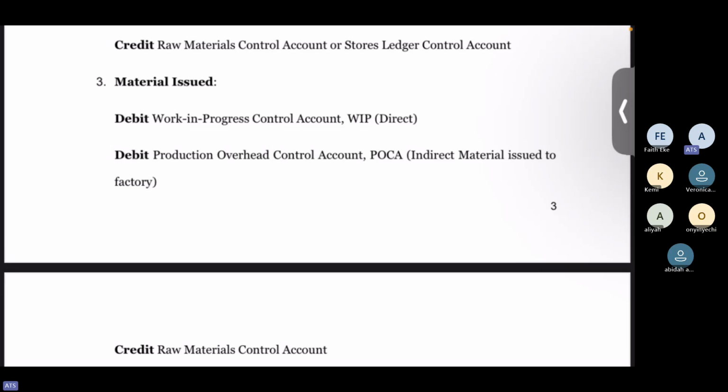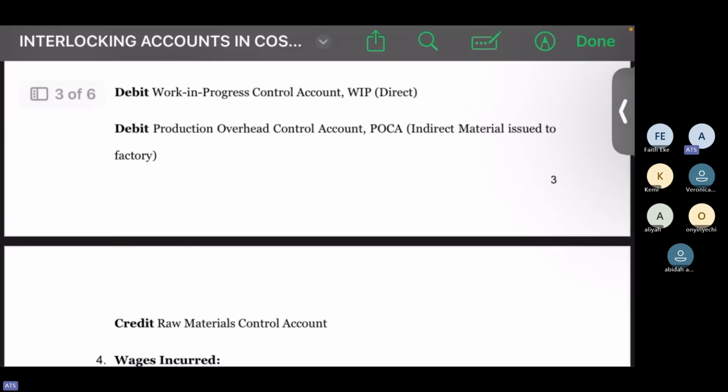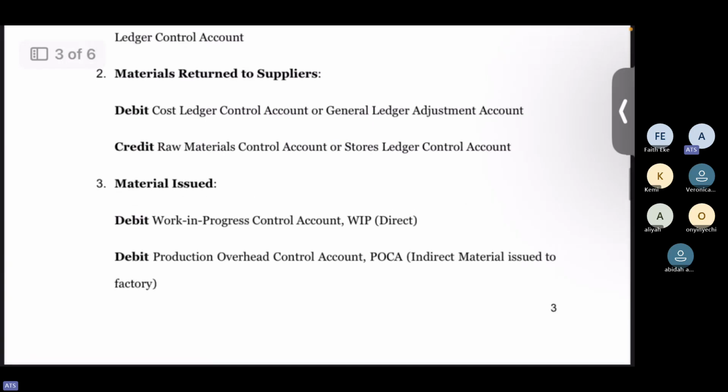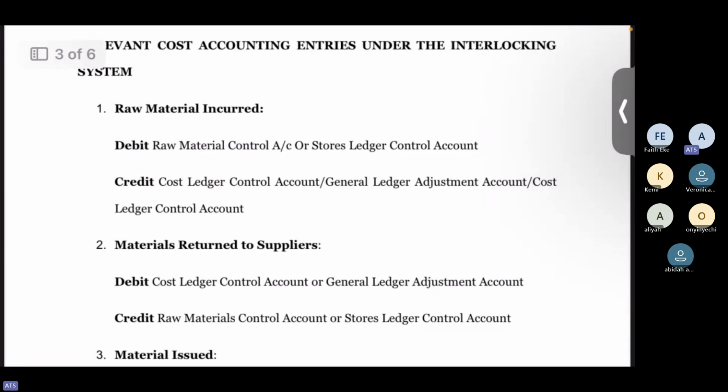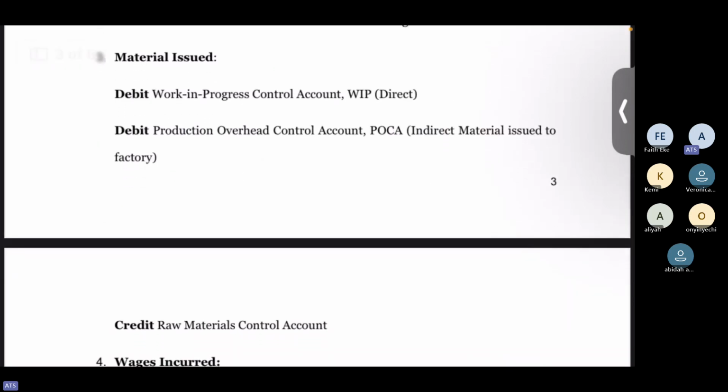Then, okay, now looking at this, if you are issuing raw materials, you've already put them in the raw materials account when you bought them. So when you want to issue them to another account, you are reducing it, you are removing it, and to remove it, you have to credit raw materials account and you increase where you are taking it to. So either it is work in progress or it is production overhead. The corresponding entry for raw materials account is to credit it.